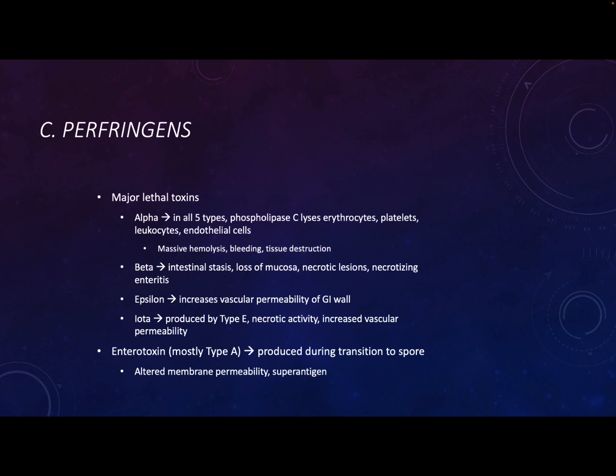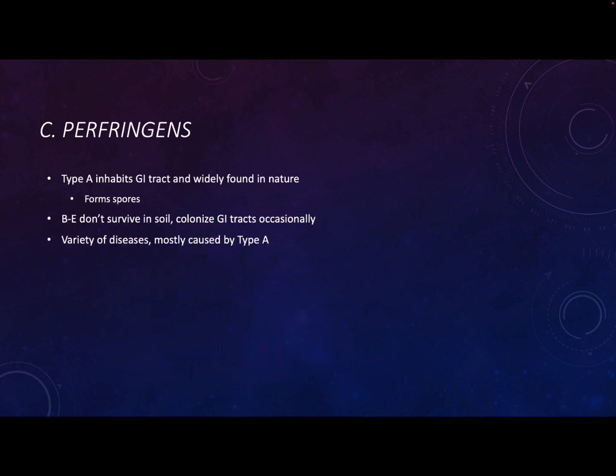And then they have this enterotoxin that the strains produce as they're transitioning into the spore. It causes altered membrane permeability, so it can cause diarrhea. And it also can serve as a super antigen to overstimulate the immune system. So again, I'm not going to ask you to remember all of the different types of toxins. There's not going to be a question, list the 5 toxins that Clostridium perfringens can produce. No. But it has a lot of toxins that basically make it a very effective pathogen.